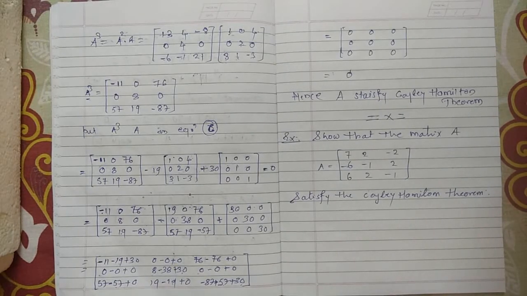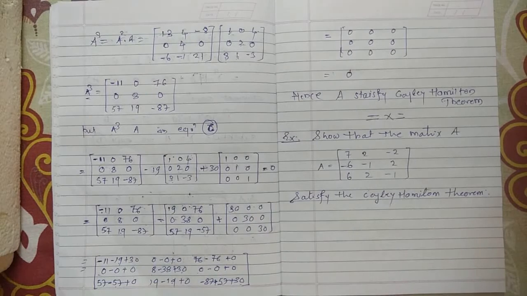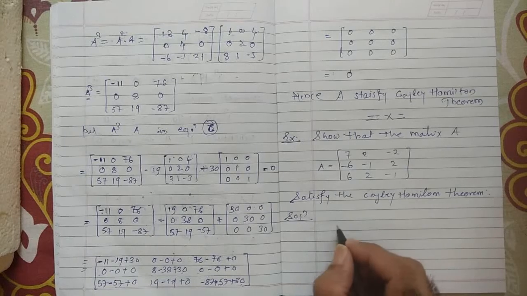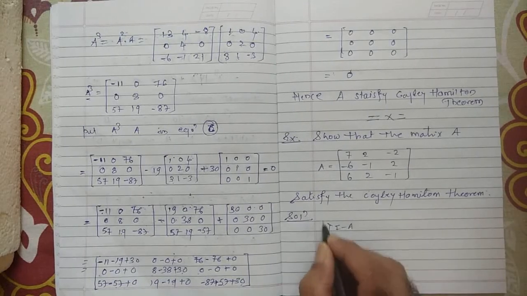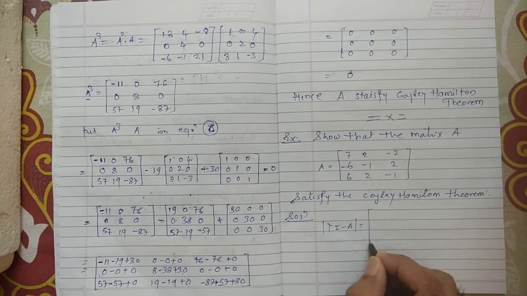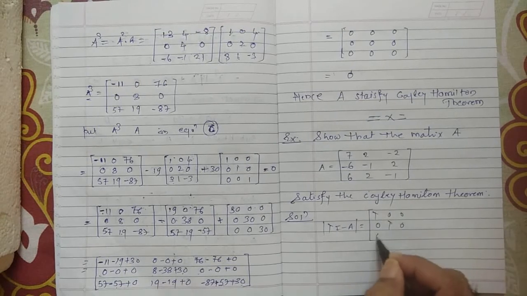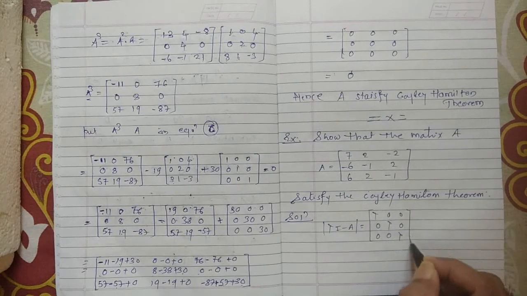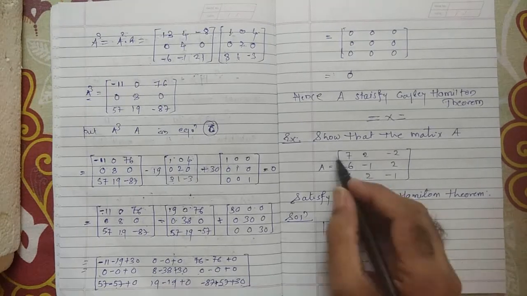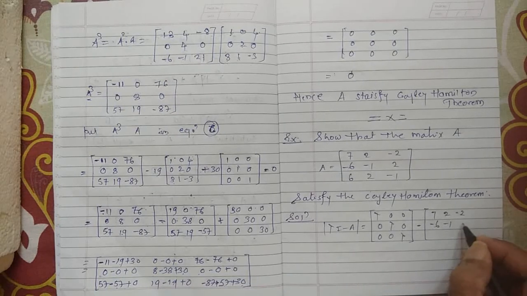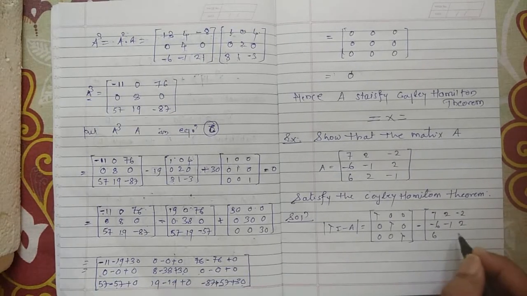Satisfy the Cayley-Hamilton theorem. The matrix A is given and we have to prove that it satisfies the Cayley-Hamilton theorem. So for this one we will write down the solution. First we will find lambda I minus A, which is equal to lambda I, that means lambda 0 0, 0 lambda 0, 0 0 lambda, minus A. A means 7 2 -2, -6 -1 2, 6 2 -1.